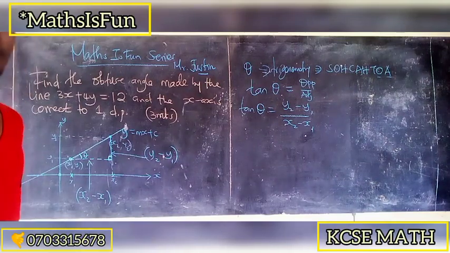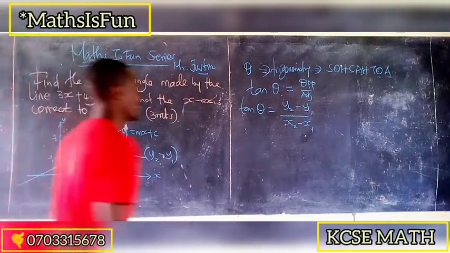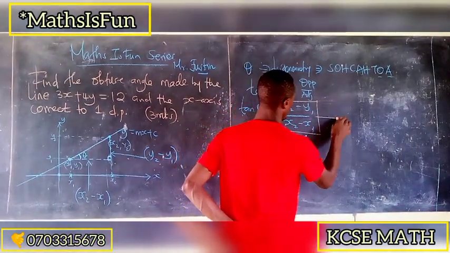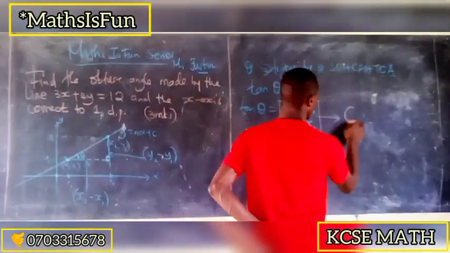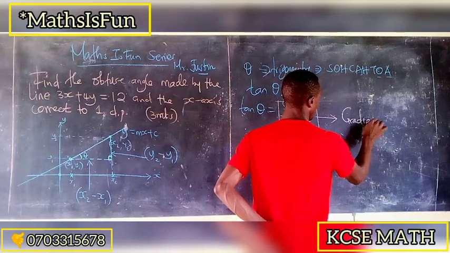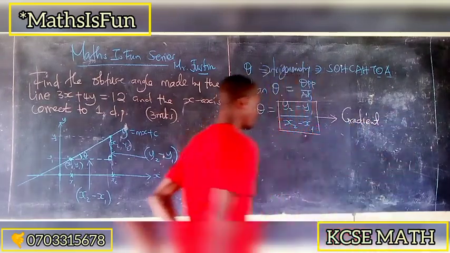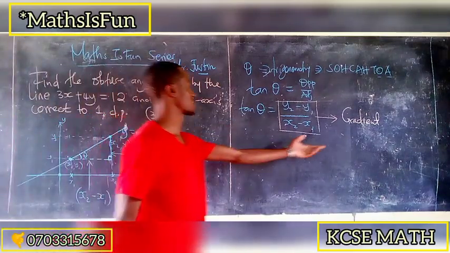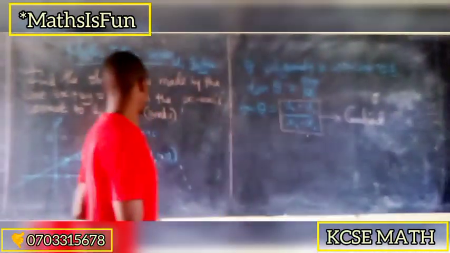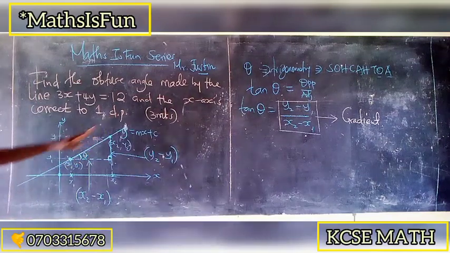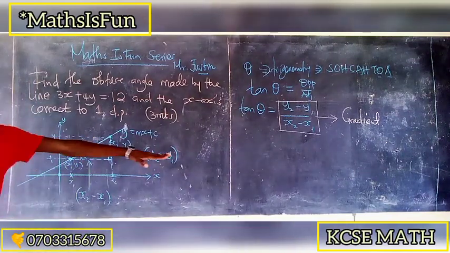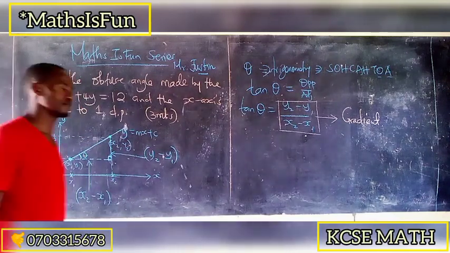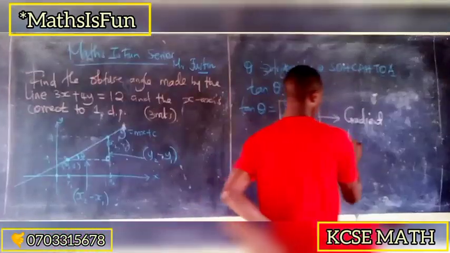Then from the equation of the line, y2 minus y1 over x2 minus x1, this is the gradient. Very, very magical. So the tan of this angle is the same as the gradient. So the tan of the angle that is made by the line and the x-axis is equal to the gradient. Very, very, very important.